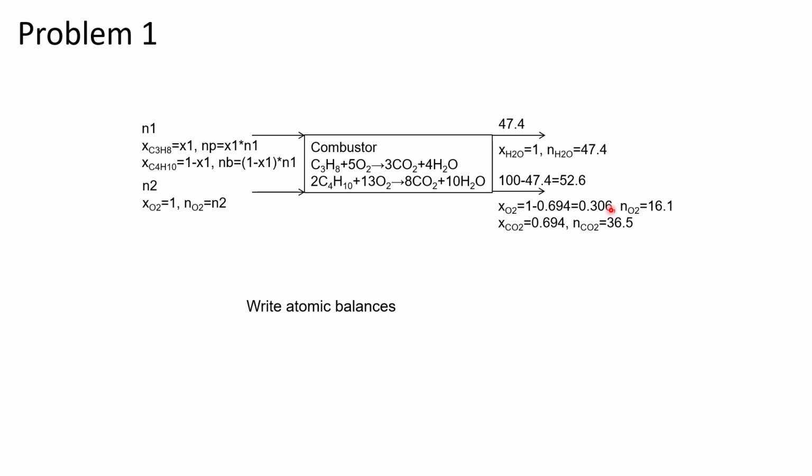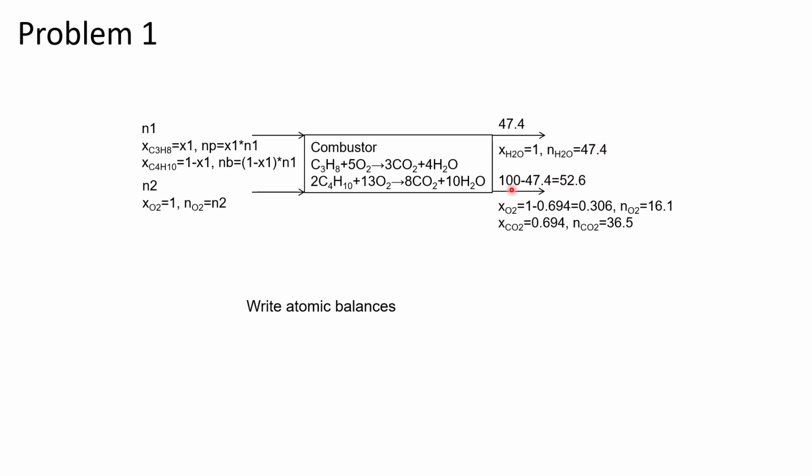Now the product stream, the stream produced by the combustion reaction, we're going to split into two. The first is just the water. So the composition of water in the stream is 1. We're told 47.4% of the total gas that leaves, so of our basis of 100, is water. So the total flow rate is 47.4. The composition is 1. So the flow rate of water in the stream is 1 times 47.4.